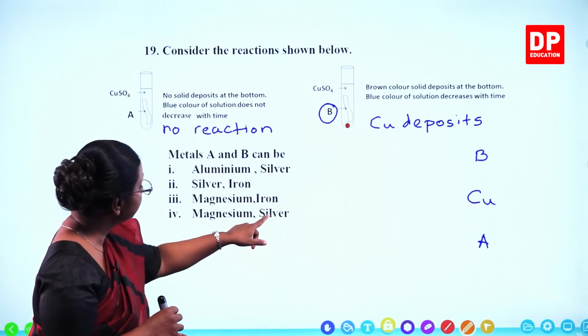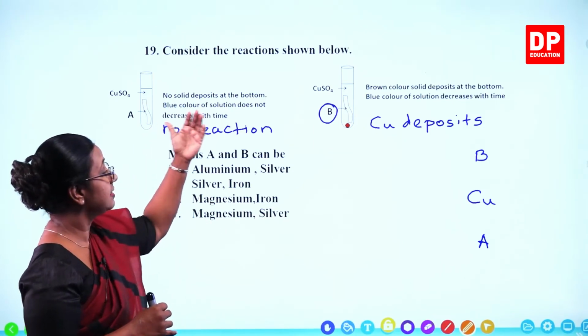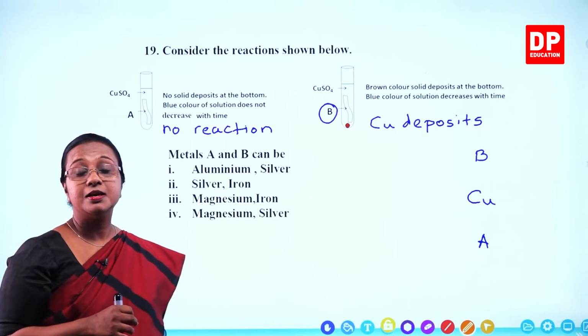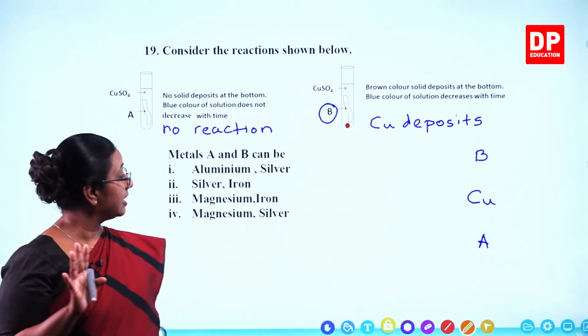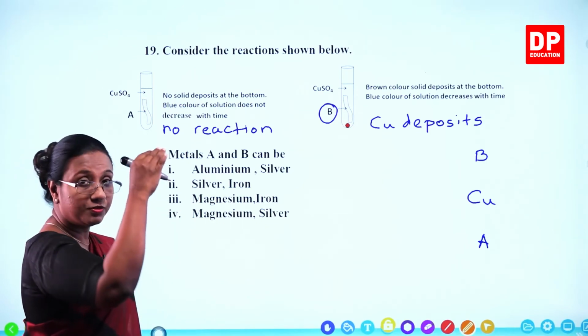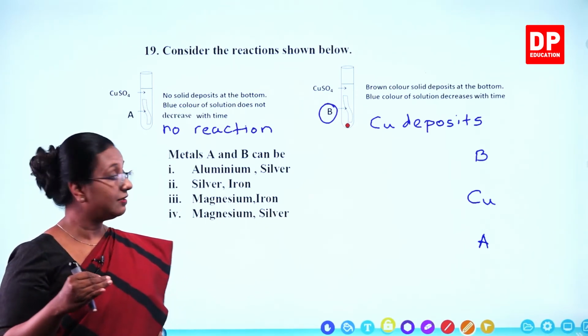Then magnesium and silver, magnesium is above, silver is below. So, that is also not correct. Can you all understand this, students? You have to recall the activity series.